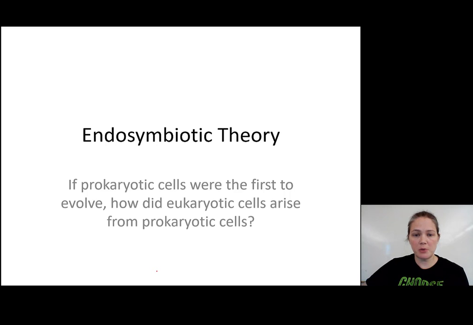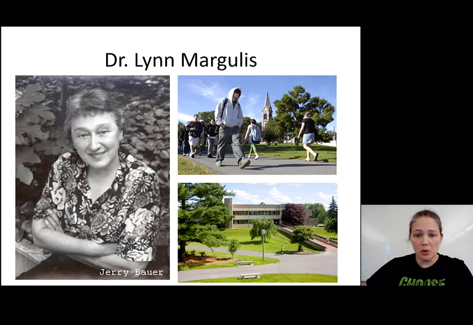Okay, so this is the presentation about how eukaryotes arose. So we're talking about how first life evolved. Prokaryotes were the first cells to come about. So how did eukaryotic cells with all their compartments come about from prokaryotes? Dr. Lynn Margulis, who was a professor at BU, came up with this idea of the endosymbiotic theory. So we're going to talk about what she said.